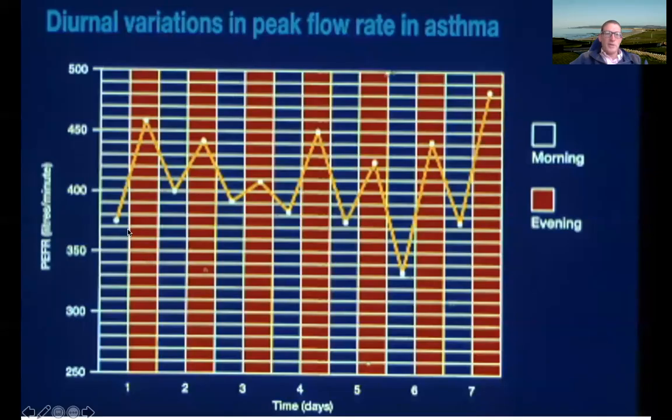This is just a peak flow to show the typical sawtooth pattern of peak flow, getting worse throughout the night and reaching a nadir in the morning. That's a typical pattern of someone who's got unstable asthma.